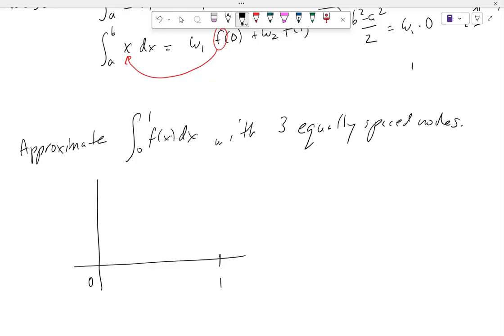Okay. All right. So if we include the endpoints and we want equally spaced nodes, well, here's 0, here's 1. Where better to put my third node, if they're going to be equally spaced? 1/2, yeah. I better use 1/2, right? All right. So those are the 3 points we're going to use.